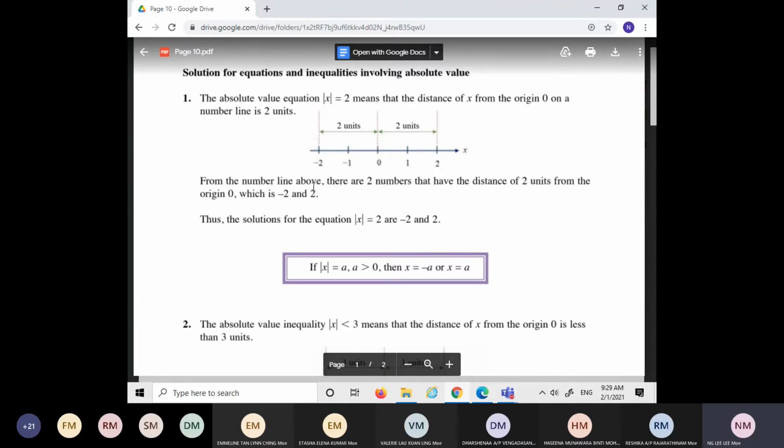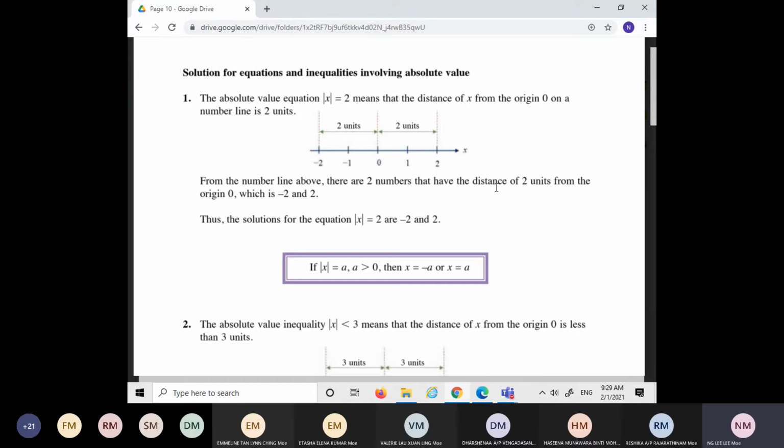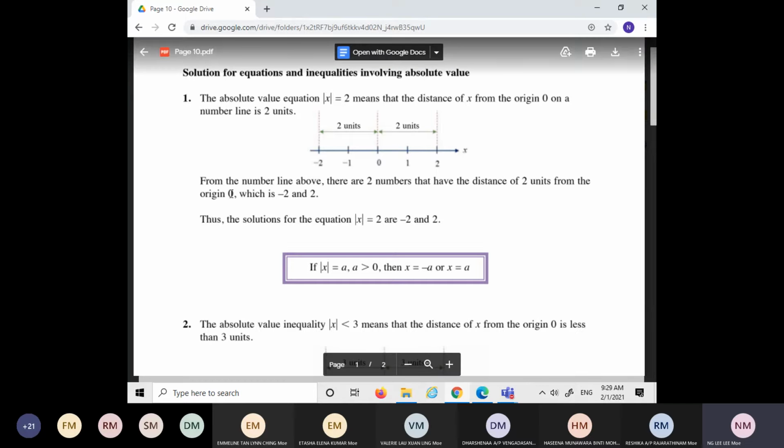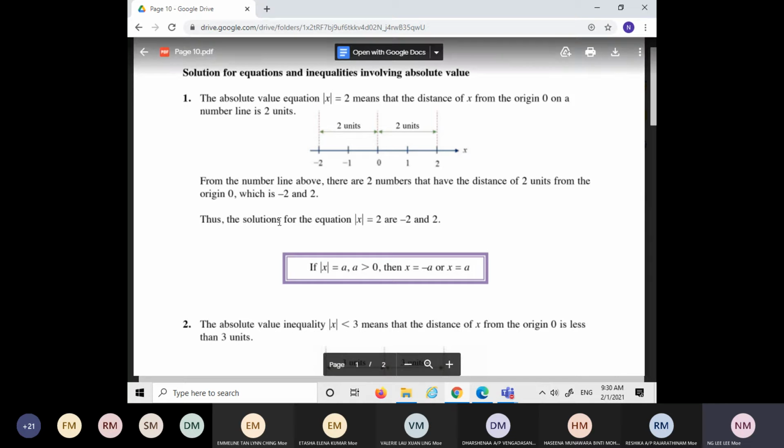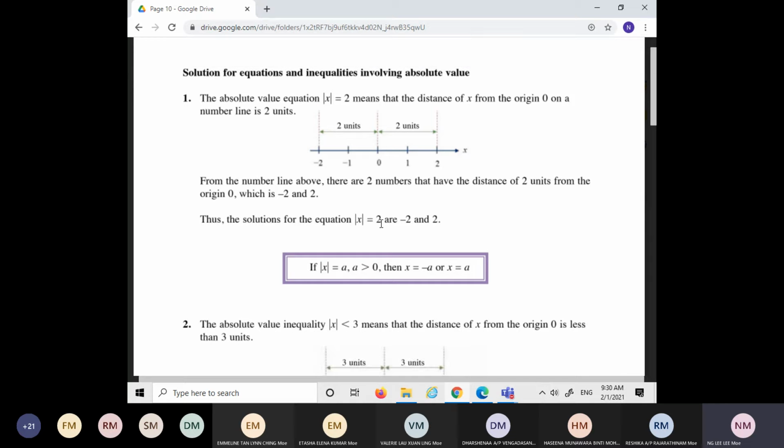From the number line above, there are two numbers that have a distance of 2 units from the origin 0, which are -2 and 2. So there are two possibilities. One answer is 2 here, then you have a distance of 2 units. The other answer is -2. If your answer is -2, the distance from 0 is still 2 units. Thus the solutions of the equation modulus of x equals 2 are -2 and 2.